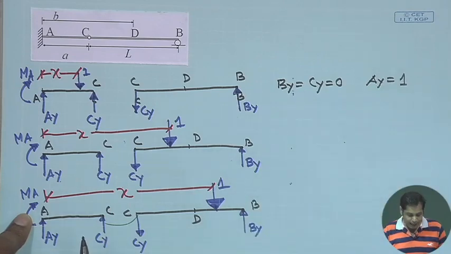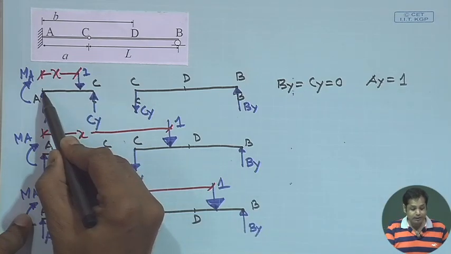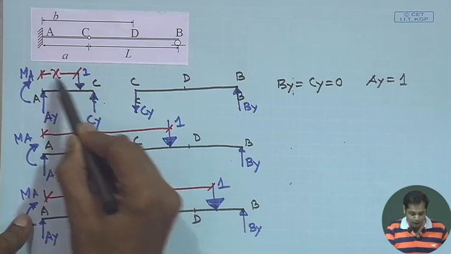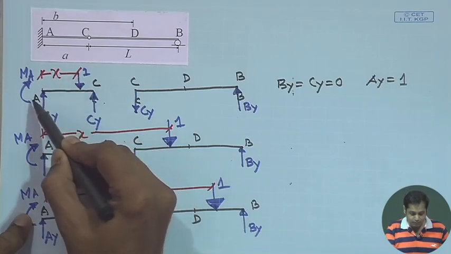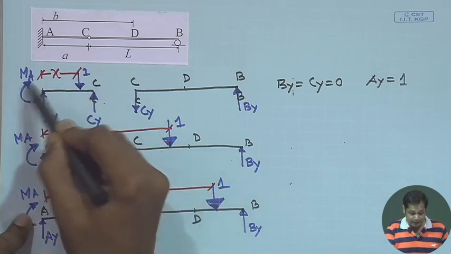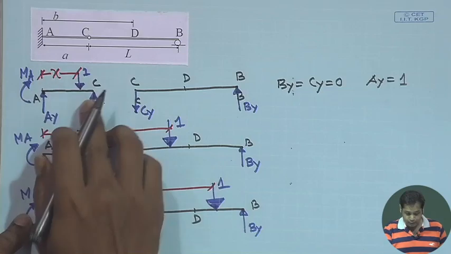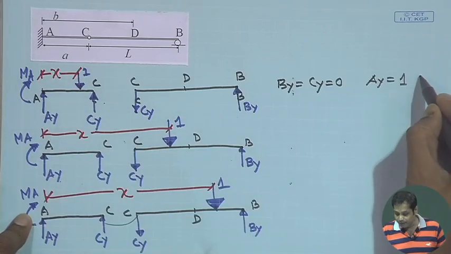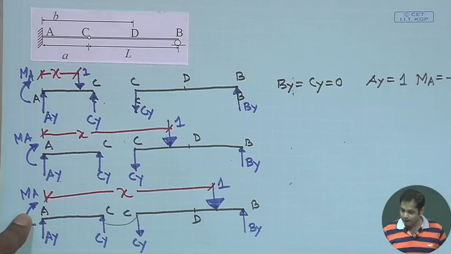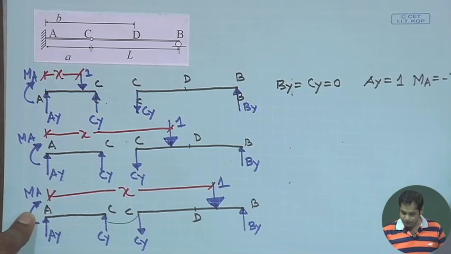And if we take moment at A, CY is equal to 0. So, moment will be 1 into x. This is clockwise direction, this is sagging moment, and if we equate them, we get MA is equal to minus x. So, this is support reactions.